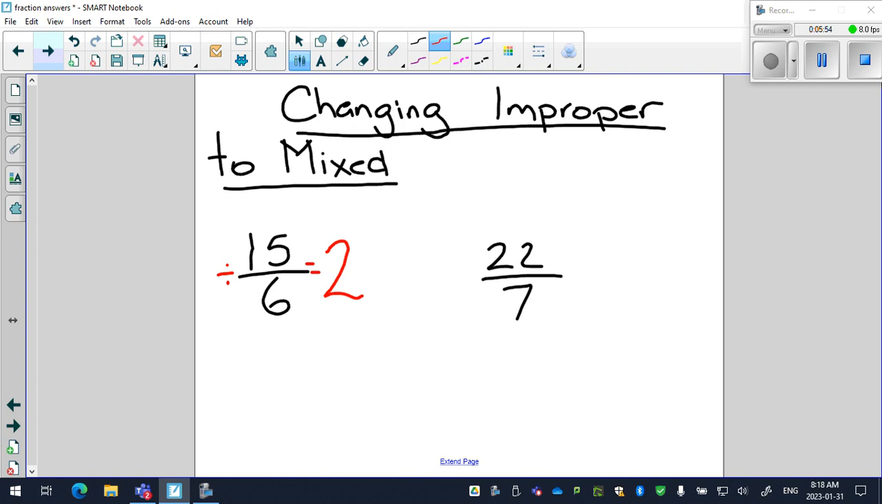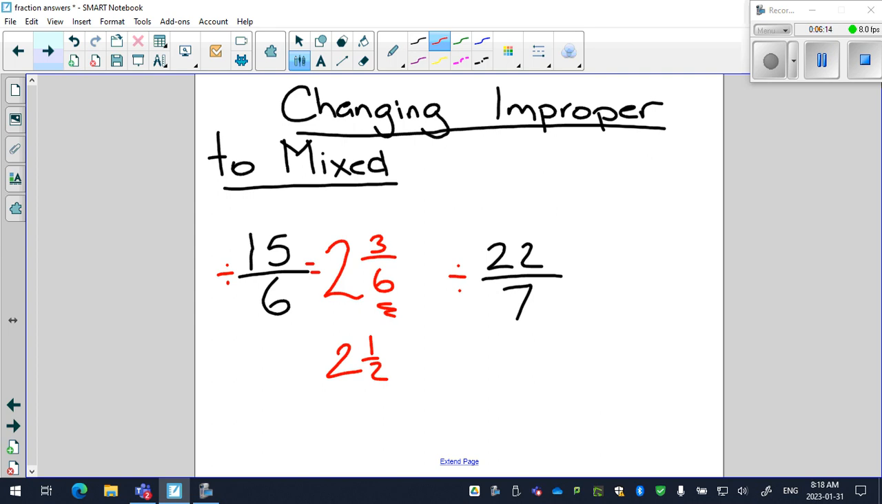So we have 12 that are taken care of, but we started with 15. So all you have to do is take the difference between those. 15 minus 12 is 3. And then the denominator stays the same. We will talk about reducing that later. That actually equals 2 1/2. But that's how we do it. So we'll do it again.